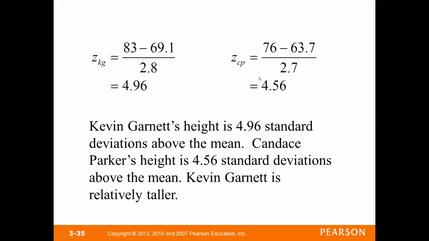Candace Parker, on the other hand, her height is 12.3 inches taller with a step size of 2.7. So when we look at the number of steps we would have to take away from the mean, where each step had a size of the standard deviation, it would only take us 4.56 steps to get out to her height. So Kevin Garnett's height is relatively taller than Candace Parker's height because his is more steps away from the mean than hers is.